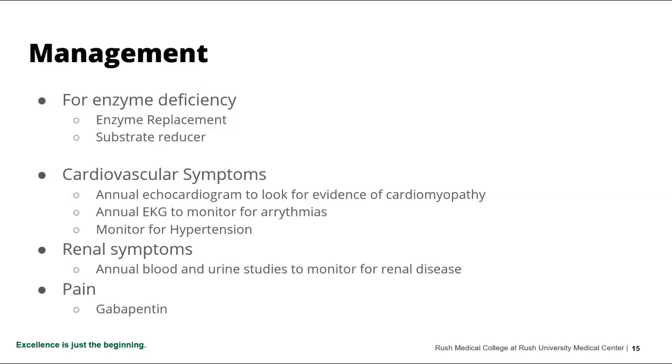Cardiovascular, you're at risk of heart attacks and things like that. So you want to have annual echocardiogram looking for evidence of cardiomyopathy, annual EKG looking for arrhythmias, monitor for hypertension. Renal, annual blood and urine studies, monitor for renal disease. Pain, gabapentin. With regards to the stroke, know that they're at risk. Sometimes people do MRIs. It's not necessarily going to change anything. But if there's any evidence of a TIA, you need to actually get an MRI or MRA just to see what's going on.